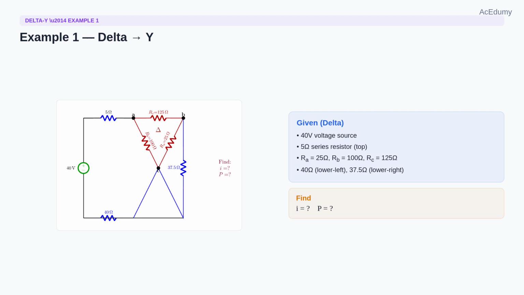RA equals 25 ohms at the bottom, RB equals 100 ohms on the upper left, and RC equals 125 ohms on the upper right. Below the delta, we have 40 ohms on the lower left and 37.5 ohms on the lower right. This bridge can't be simplified directly with series parallel rules, so we'll convert the delta to a Y.